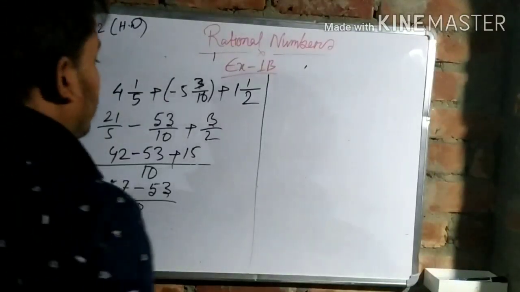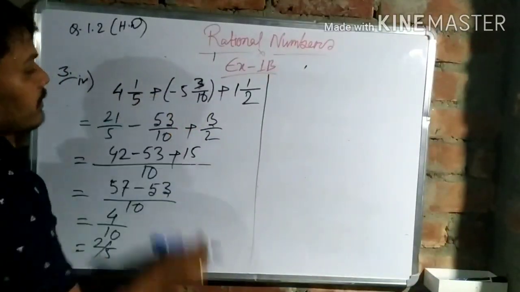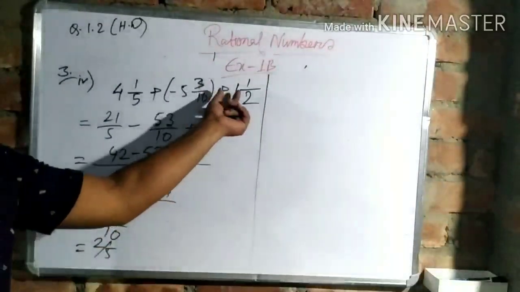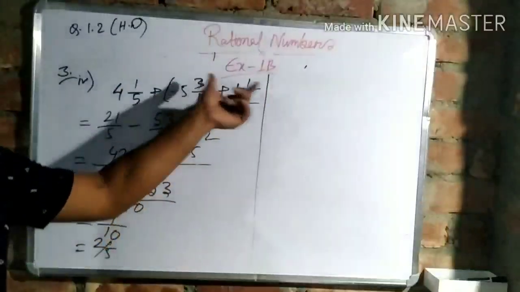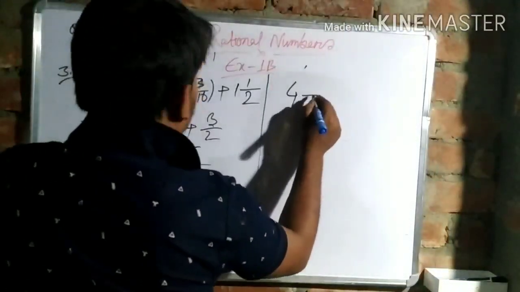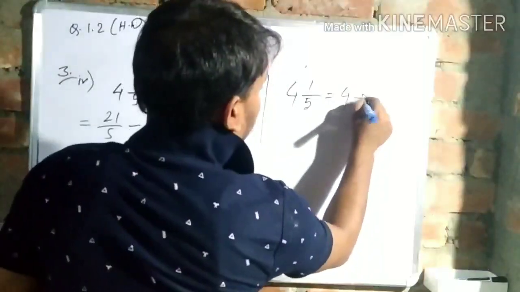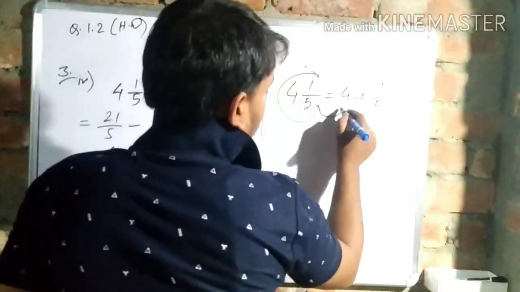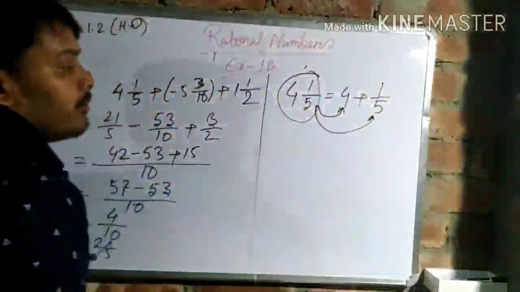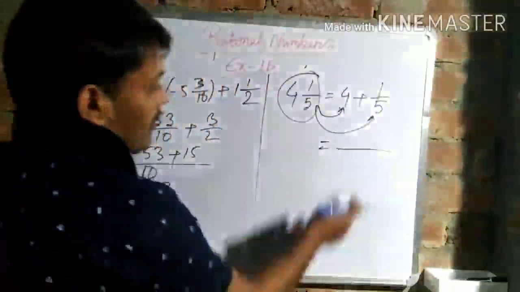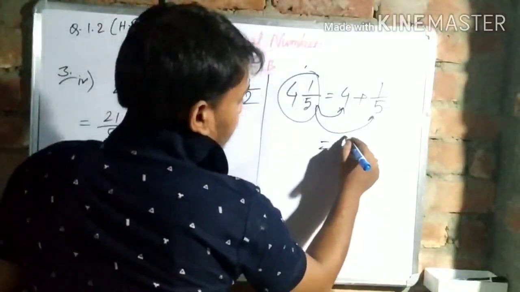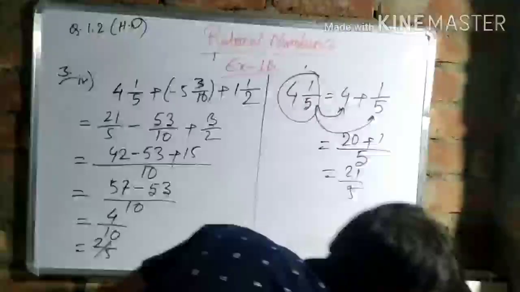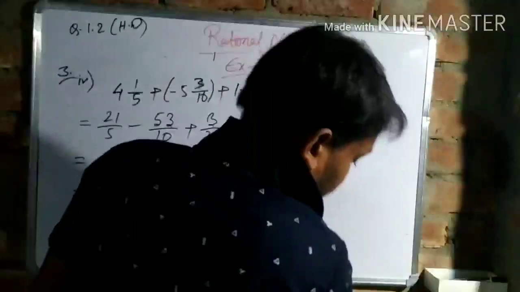In the other way, if a mixed fraction is there, first we add or subtract the non-fractional values. After that, we add the fractional values, because 4 1 by 5 can be written as 4 plus 1 by 5, since a mixed fraction means a whole number and one fractional value. For checking the result, 4 times 5 is 20 plus 1, so 21 by 5, the same as 21 by 5. So in this way we also solve the problem.